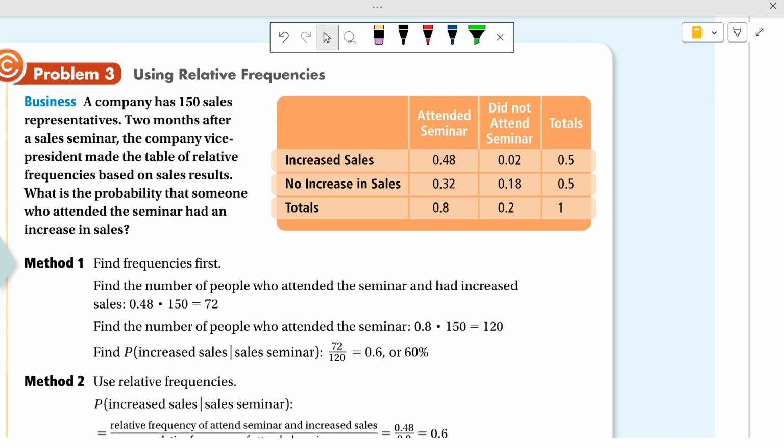And then 2% of the people who didn't attend the seminar. So you take 48% of the 150 people working there, which is 72 people. Find the people who attended the seminar. Well, that's 80% of the 150 people that worked there, or 120. So if you take the 72 divided by 120, or what would be easier for me, take 0.48 divided by 0.8, of the people who attended the seminar, how many had increased in sales? That would be 60%.